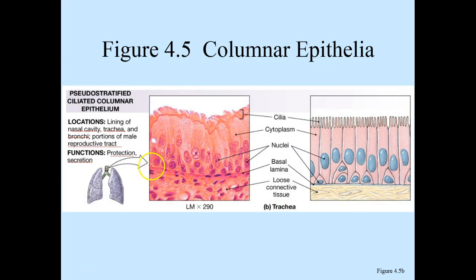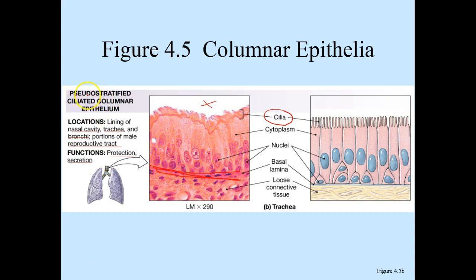Pointing out some features here. Right here is my basal lamina or basement membrane. You've got your free exposed surface. When looking under a microscope, this is a prominent feature. This will tell you exactly. You see this cilia. Cilia is a hair-like projection. You're going to see that right away. So you're going to look for that, and you're going to see the cilia, and you're going to know right away. This is called pseudostratified ciliated columnar epithelial.